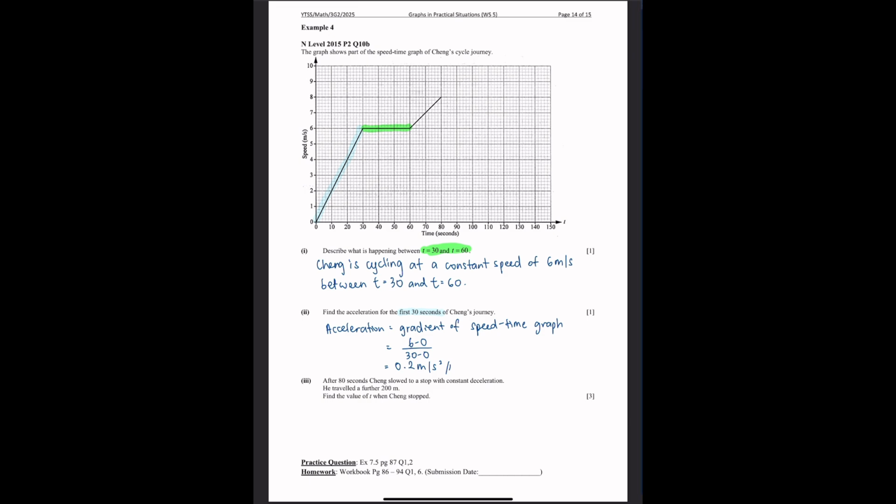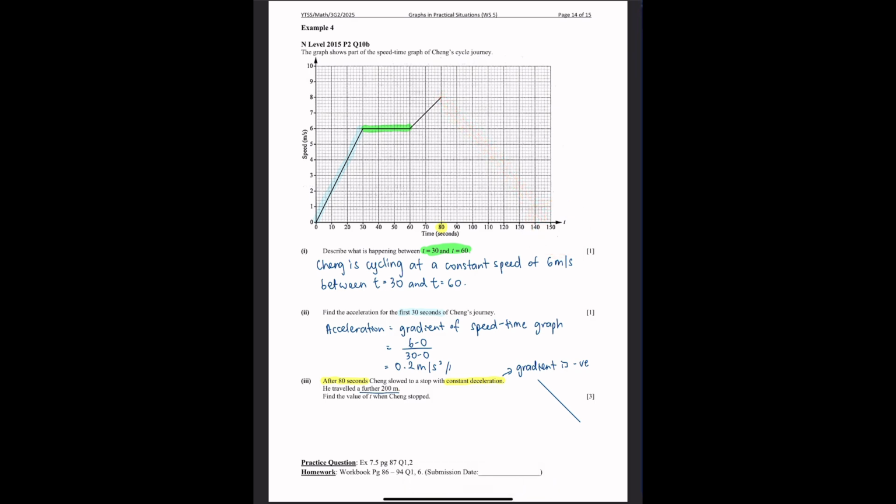Now let's do part 3 together. Let me highlight keywords: after 80 seconds, which is from here onwards. After 80 seconds, Cheng slowed to a stop with constant deceleration. This means your gradient is negative. So from this point, it should look like this. It should be a downward sloping line, but I won't draw here because I don't know where to stop on the t-axis. The question gave me another hint.